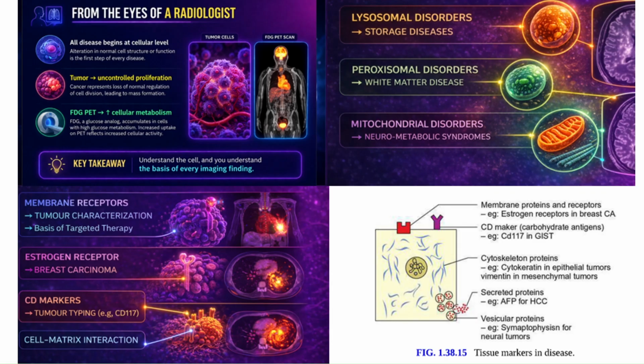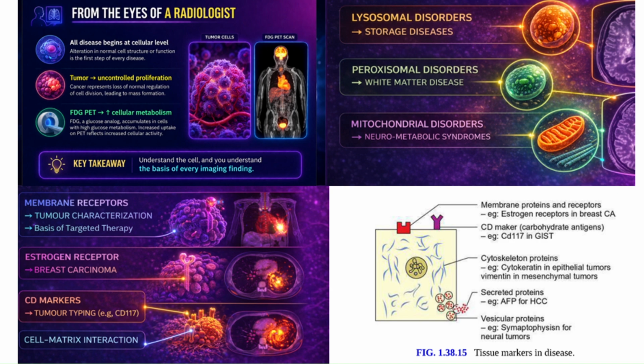From a radiology perspective, all imaging findings originate at the cellular level. Disease begins with alteration in normal cellular structure or function. In tumors, there is uncontrolled cellular proliferation. In metabolic imaging, such as FDG PET, increased glucose uptake reflects increased cellular activity.